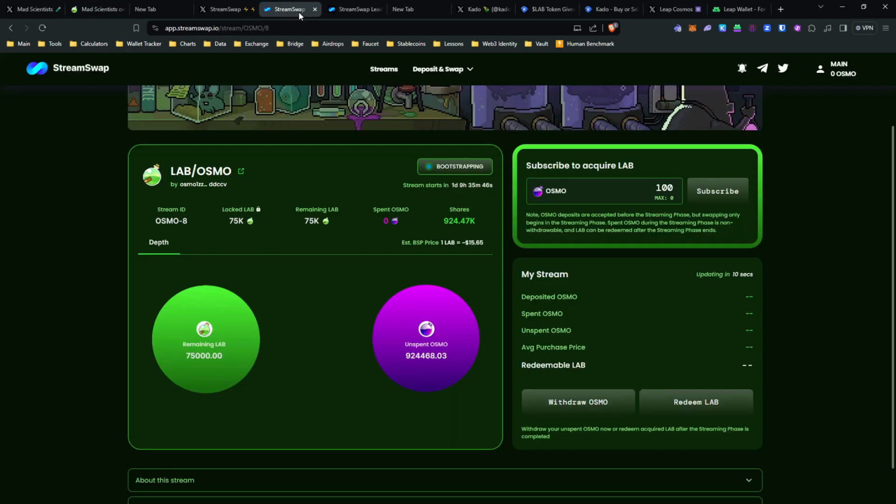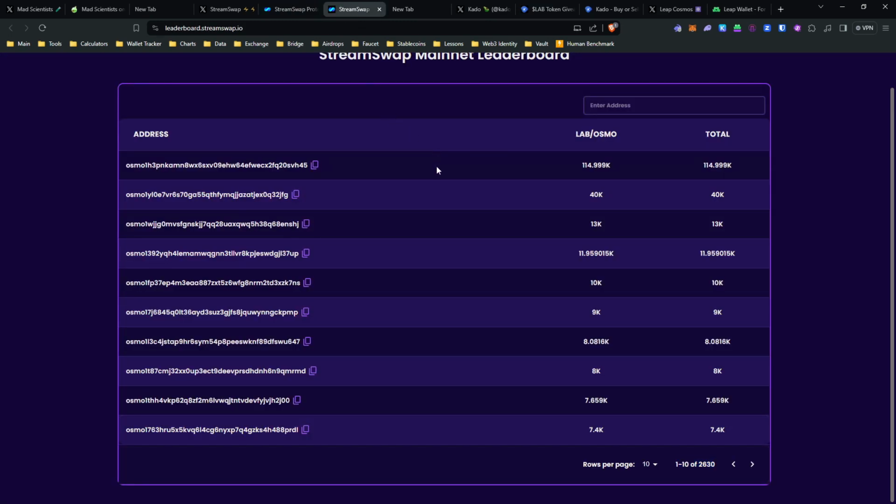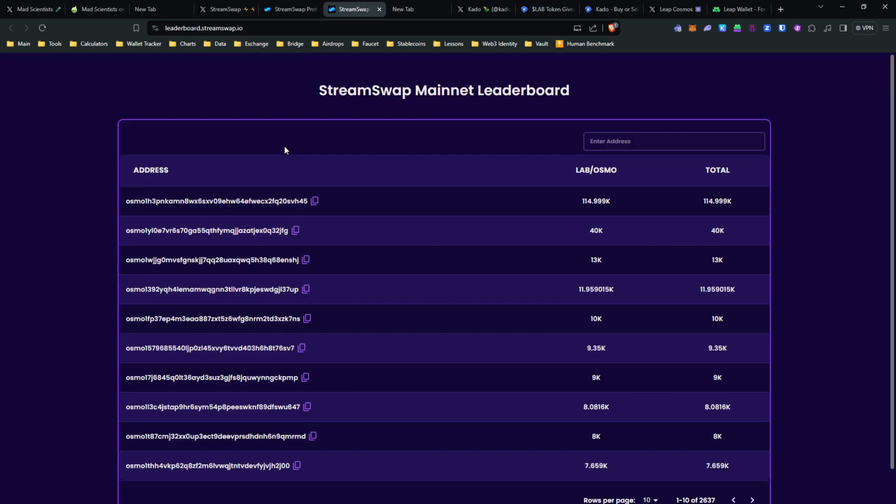Now, if you want to see the leaderboard, which wallets have how much Osmosis deposited in this pool, there is also a website for that. I will link it down below. Currently the biggest wallet has almost 115,000 Osmosis deposited.